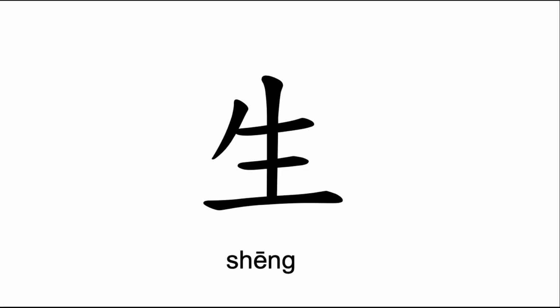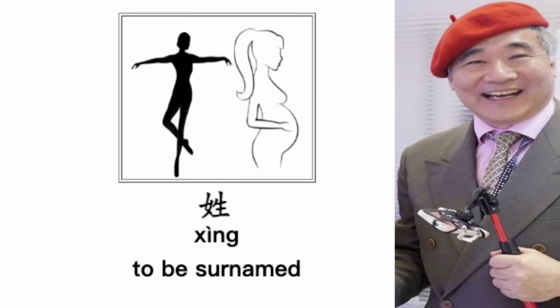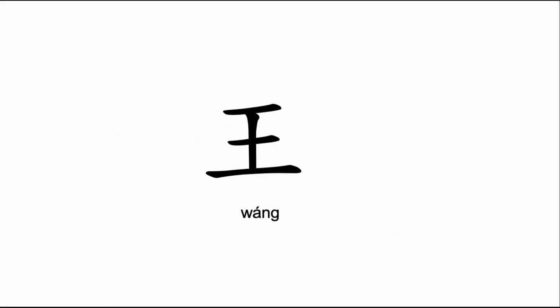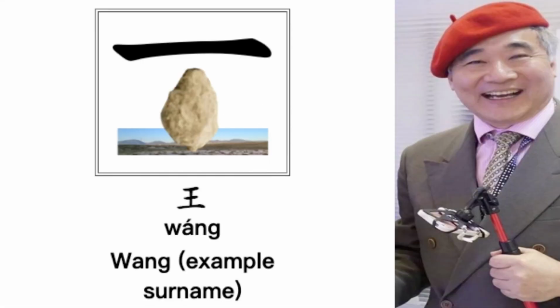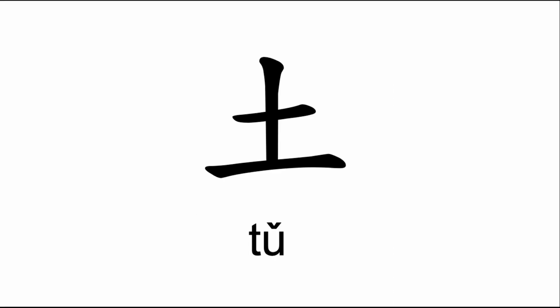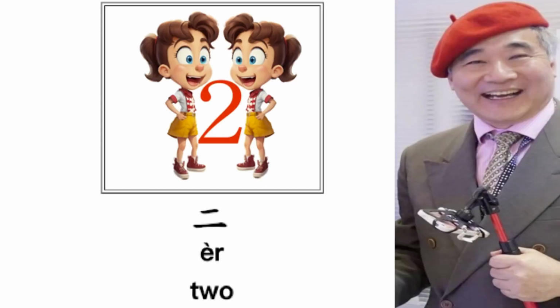Furthermore, sheng 生 symbolizes life. The amalgamation of sheng and nu leads to the creation of the character for family name xing. We've also explored examples like Wang, 王, which denotes a king and is a fusion of yi 一 and tu 土. We then progressed to learning r 二 after yi.